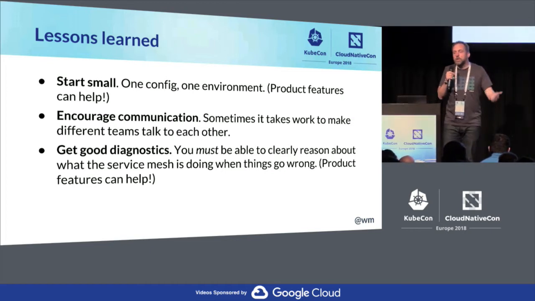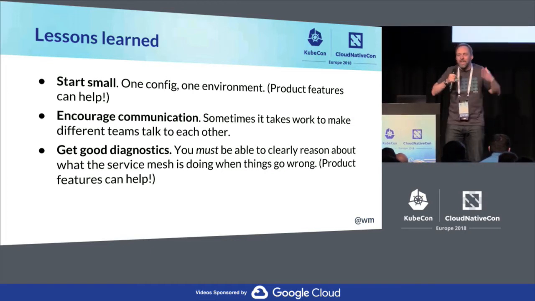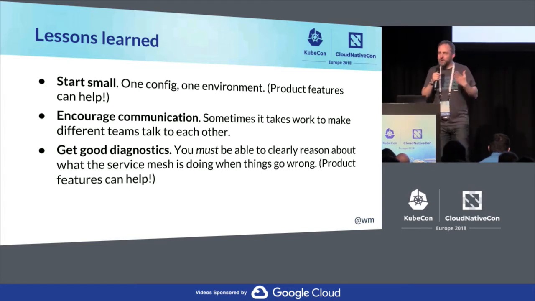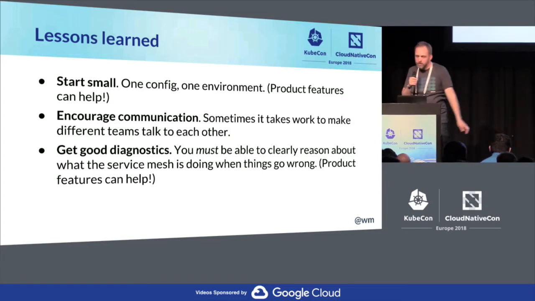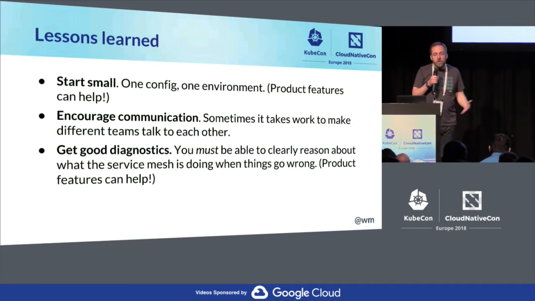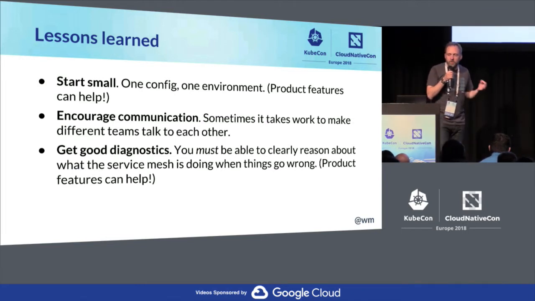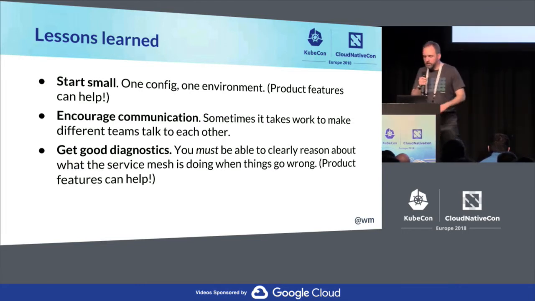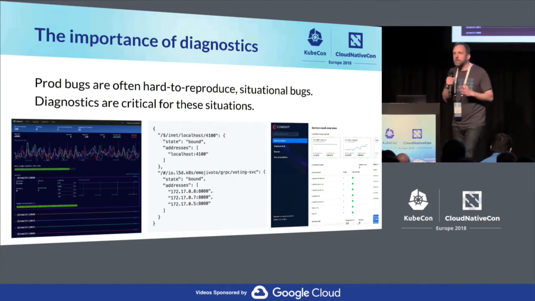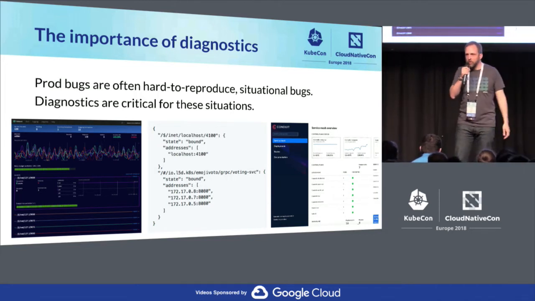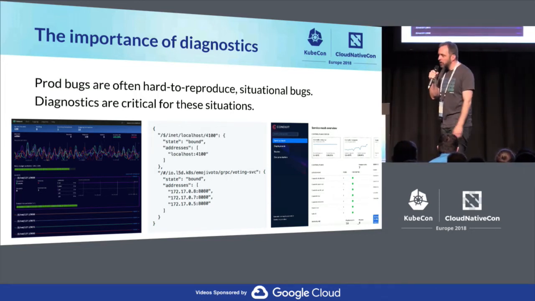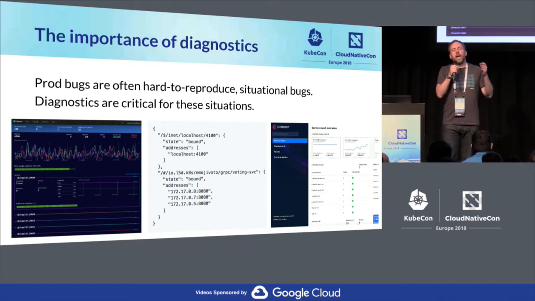Next, encourage communication. Sometimes it actually takes work to make different teams talk to each other, believe it or not. The network team doesn't want to talk to the OS team, or to the platform engineers. So sometimes you just have to mash heads together. And then good diagnostics. This was a real lesson for us with Linkerd. You've got to be able to clearly reason about what the service mesh is doing when things go wrong. This is another place where product features can help. If there's one thing we learned as service mesh vendors, it's that diagnostics are critical.